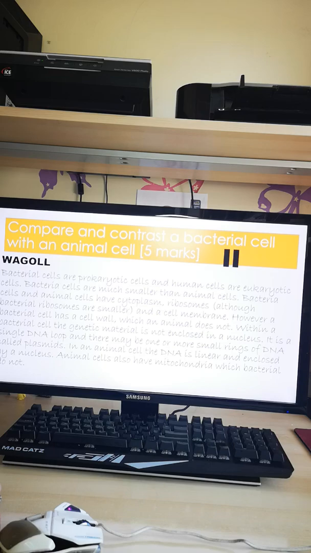Within a bacterial cell, the genetic material is not enclosed in a nucleus. It is a single DNA loop, and there may be one or more small rings of DNA called plasmids. In an animal cell, the DNA is linear and enclosed in a nucleus. Animal cells also have mitochondria, which bacteria do not. So just do a bit of a comparison in terms of your answer, structure and detail. Now they would have got 5 marks, okay?